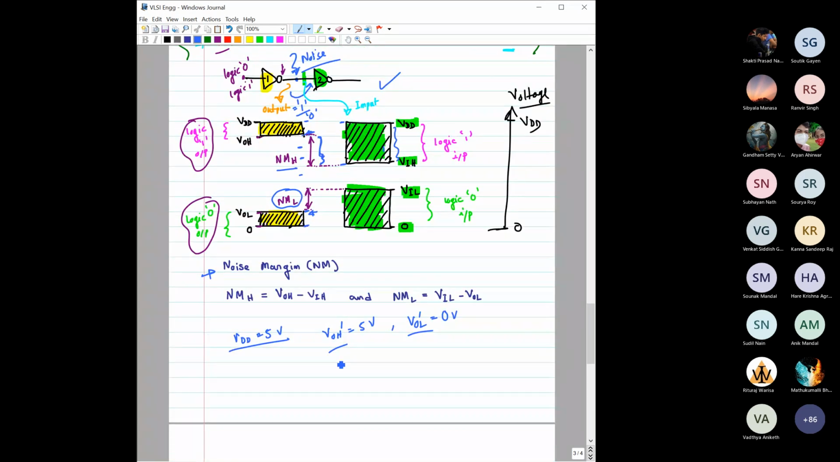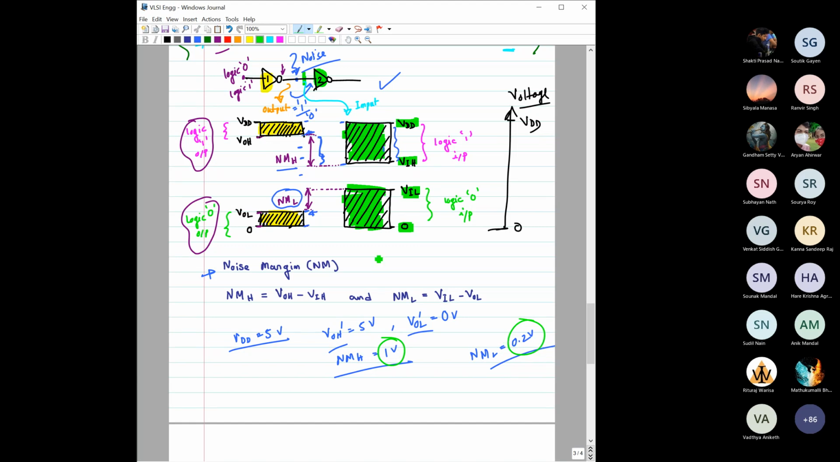And say from here we have calculated noise margin high, and that comes out to be 1 volt, which is good. But suppose your design is such that the noise margin low is only 0.2 volts. That is not intended or expected, because for the noise margin high side, you have kept sufficient margin of 1 volt, whereas for the noise margin low, you have kept only 0.2 volt as a margin.